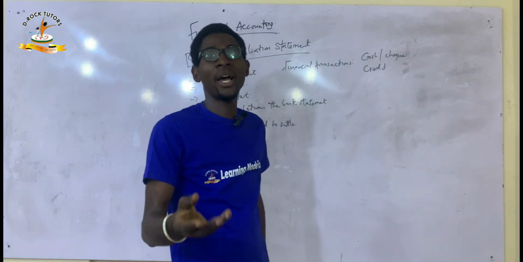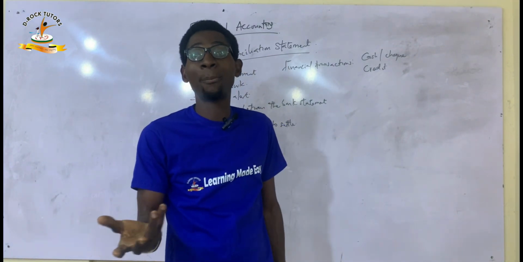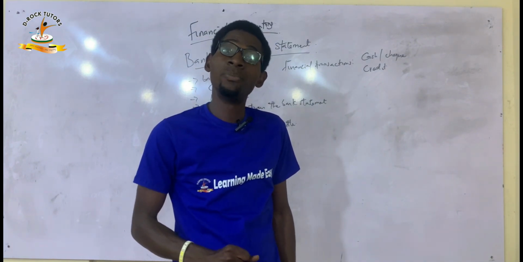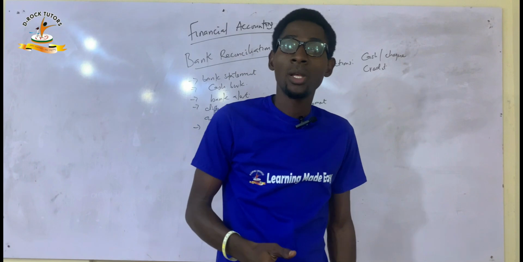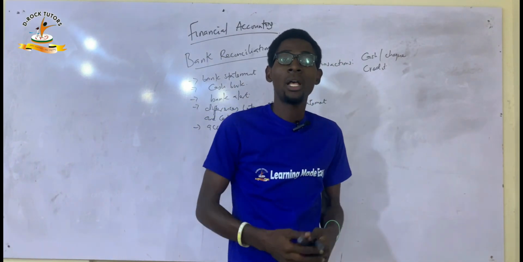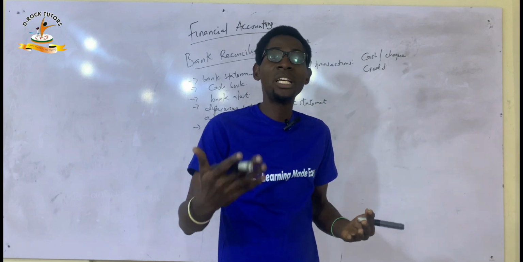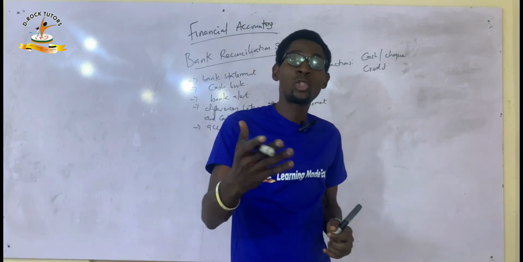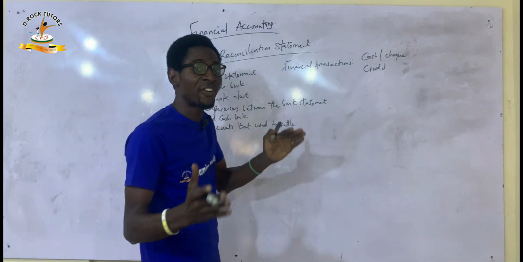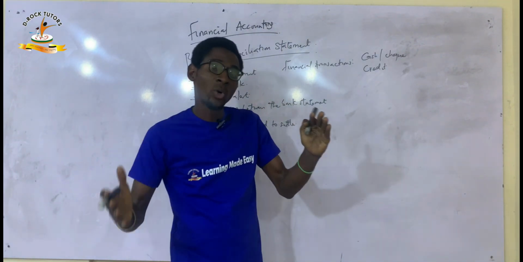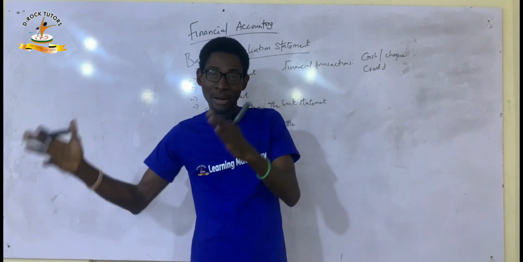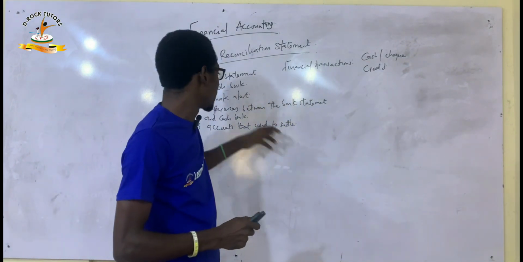Take for example, you have an amount in your bank that reads 5,000 naira. By the time they send you the bank alert at the end of the month, you have 5,000 naira. But meanwhile, in your own calculation, you feel you should have 6,000 naira. That is what we call the discrepancies, whereby you have a difference between the cash book balance and the bank balance.